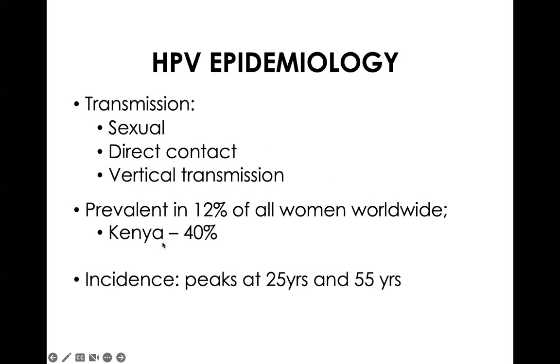And in Kenya, the prevalence is around 40% of HPV infections. And for some reason, the incidence, the acquisition of HPV infections seems to peak at 25 years. You can imagine this is a time when most young women are becoming sexually active, and for some reason also at 55 years. And this is thought to be because of the hormonal changes and the physiological changes that are associated with menopause, and therefore leading to higher chances of viral shedding.